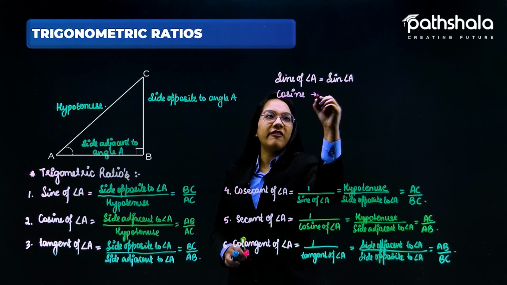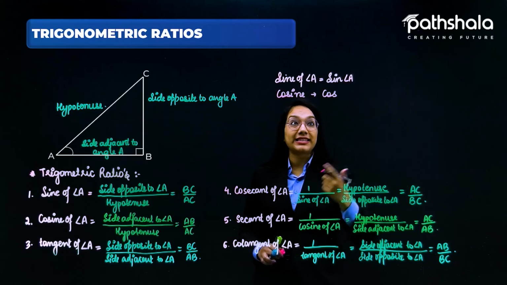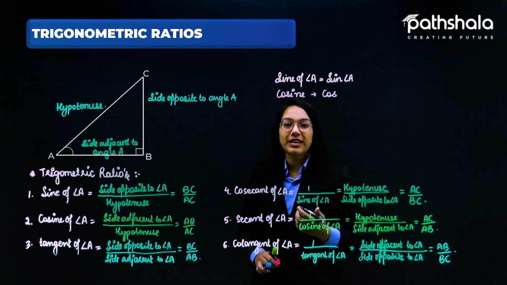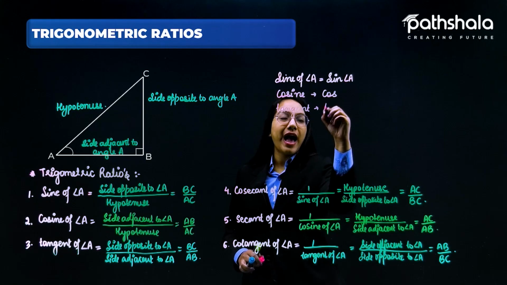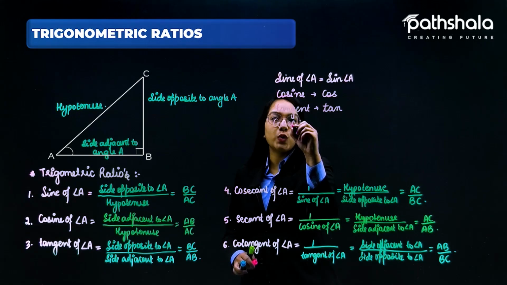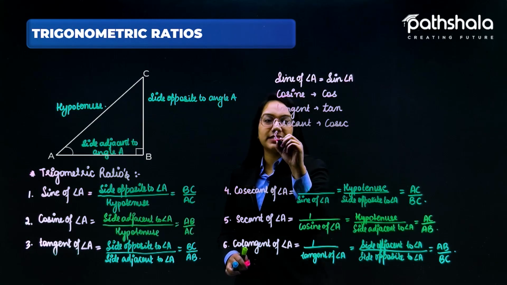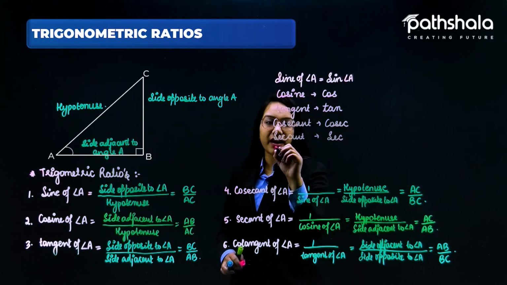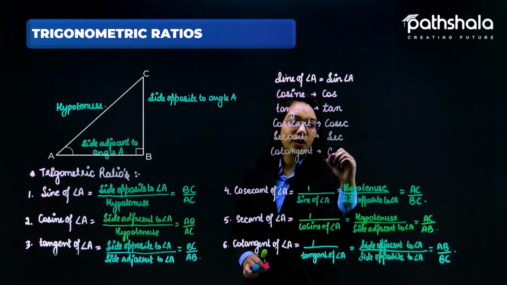Further, cosine is abbreviated as cos. We can write sine, S-I-N-E, as only S-I-N. We can write cosine as cos, and further we can write tangent as tan. We can write cosecant as cosec. We can write secant as sec, and further we can write cotangent as cot only.